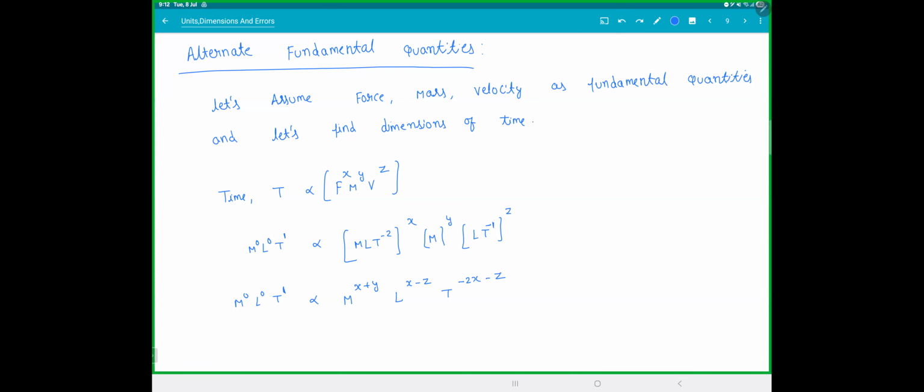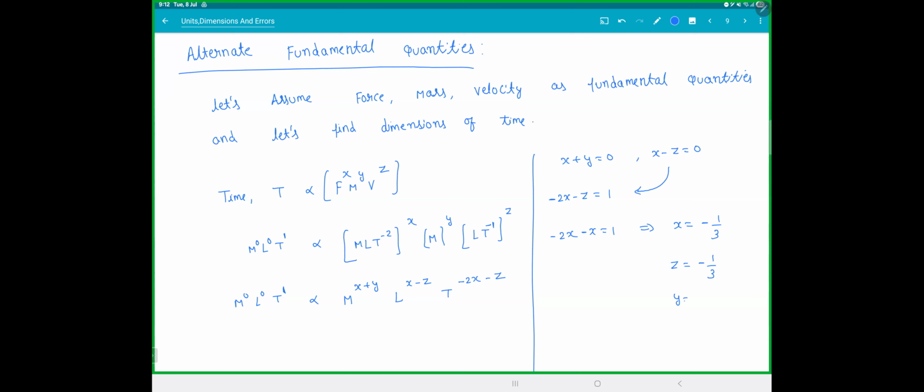So if you compare the equation on both sides, we get x plus y is equal to 0, x minus z is equal to 0, and minus 2x minus z is equal to 1. So we have 3 equations and 3 variables. We have to solve them. From here we got x is equal to z. Substitute here. This will be minus 2x, and z is x, so minus 3x is equal to 1. We get x is equal to minus 1 by 3. z is also minus 1 by 3.